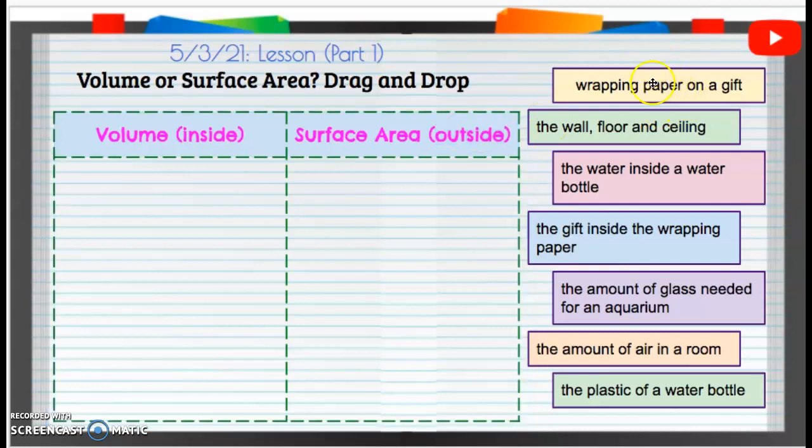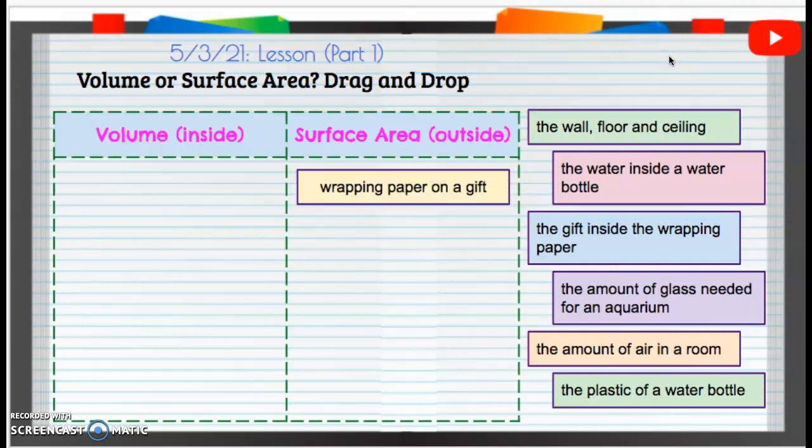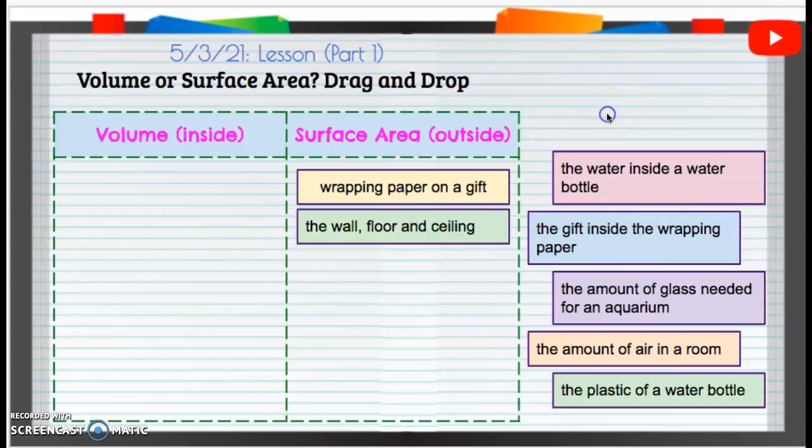The first one, wrapping paper on a gift. That you are going to click, that is going to be the surface area. That's going to be the outside. The wall, the floor, and the ceiling. That's also going to be the outside. So yes, technically it could be on the inside of a house, but it's surrounding it. So you wouldn't fill it in with wrapping paper. You would wrap it instead of filling it in with water.